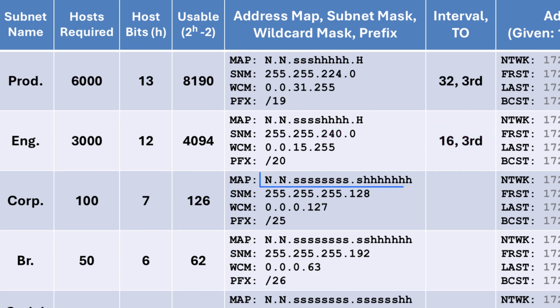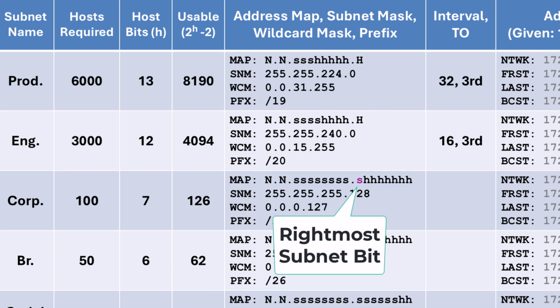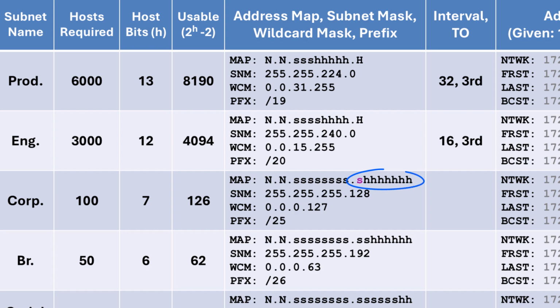Using the address map method for the corporate subnet, take a look at the subnet address map. The place value of the rightmost subnet bit within the octet is 128. And it resides in octet 4. So for this subnet, the interval is 128, and octet 4 is the transition octet.